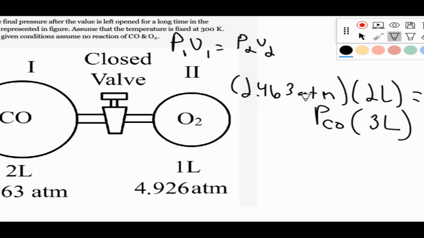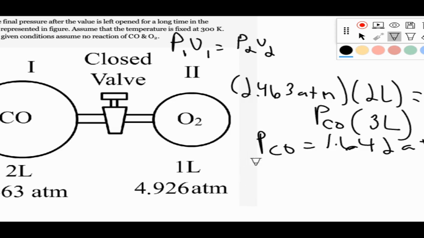So let's solve this out. So we're going to do 2.463 times 2 divided by 3. And that comes out to the pressure of my carbon monoxide is going to be, I'm going to do 4 sig figs based off of this pressure. Rounding to 1 sig fig gets really messy. AP would never expect you to do that.